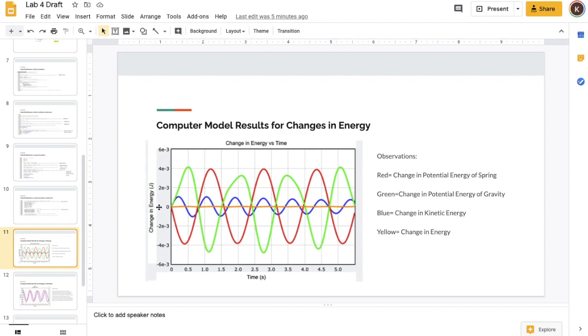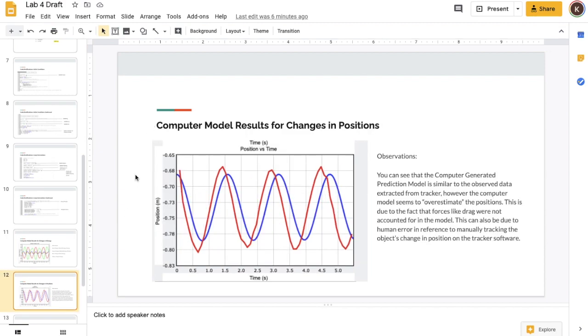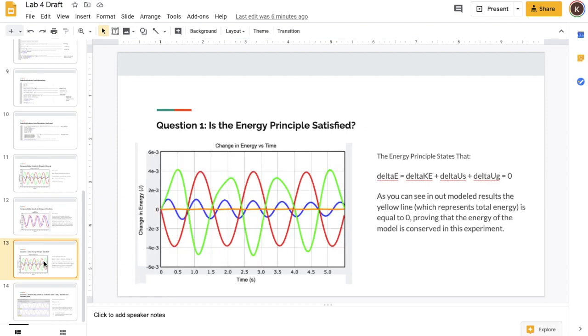As you can see here, the yellow line is equal to 0, meaning that the total change in energy is equal to 0. So for change of position, you can see how the data sets are similar, the red being the observed motion and the blue being the predicted motion. However, you can see that the predicted motion is slightly overprojected or overestimated, and this can be attributed to the fact that we did not account for forces like drag, and then also there could be some human error when it came to plotting the point mass of the object in the tracker software.